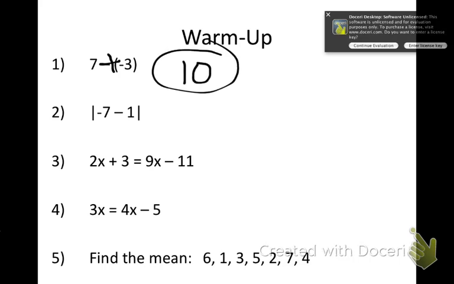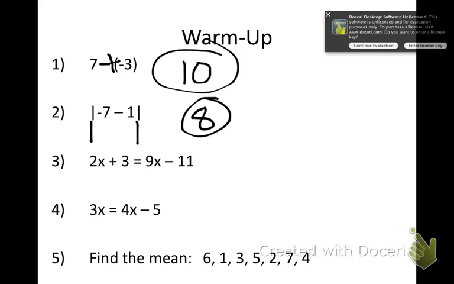Please focus in here. Number 2. What are these bars right here, Camden Zeller? Those are absolute value. Absolute value makes everything positive. So our answer is 8. Nice job. Number 3. Solving equations here.